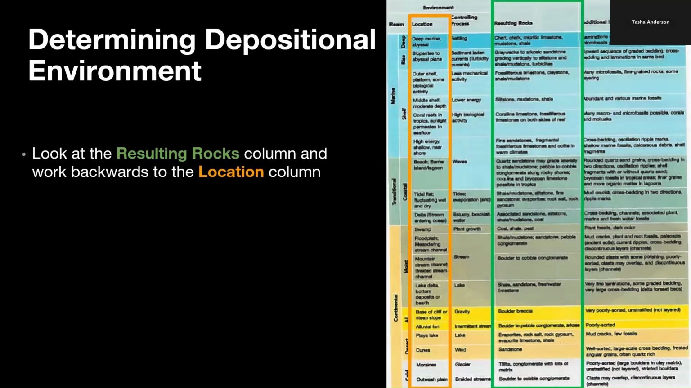Now, when working to determine the depositional environment, start by looking at the resulting rocks column on your chart and work backwards to the location column. In the controlling processes column, think about grain size, roundness, and the amount of energy required to move and deposit that grain size. Once you understand the energy level and transport conditions, you can work back one more step to the location column, which tells you the environment where that rock type most likely formed.